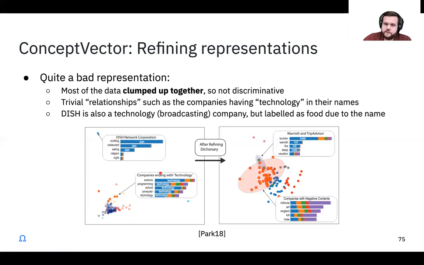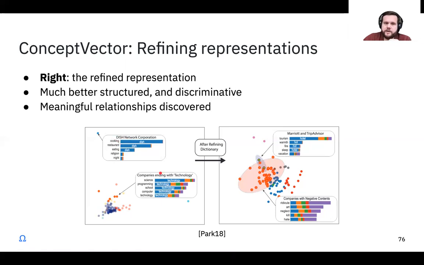So there are techniques in the system where you can do this. You can remove stuff, you can move stuff around, and if you refine the dictionary collaboratively, so the user says, okay, this is the wrong topic, and then recompute, you go over this iterative process, then you can arrive at the refined representation, which is much better structured and much more discriminative. And you detect meaningful relationships between the actual topics.